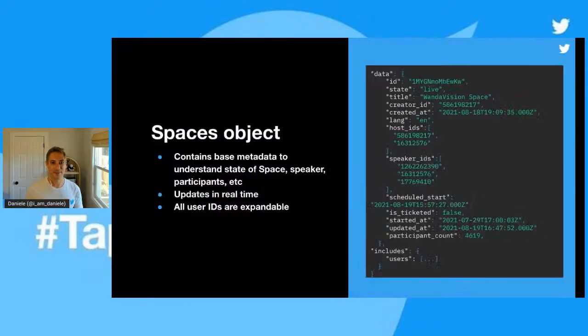What's in the Spaces API? For the first time in years, this is big, we're adding support for something completely new. We're adding a new top-level object called the Spaces object. Aurelia showed you before 2 objects, tweets and users. That's what we had. And 2 weeks ago, we had this welcome addition of a new top-level object. It contains all the metadata you need to understand what's going on in a space.